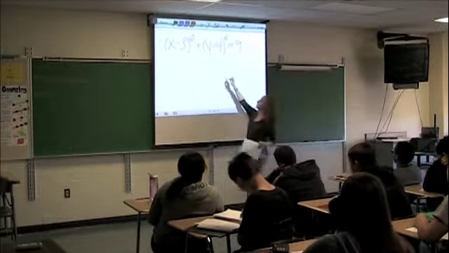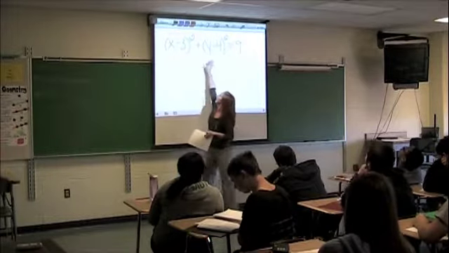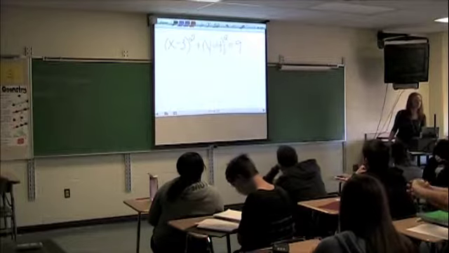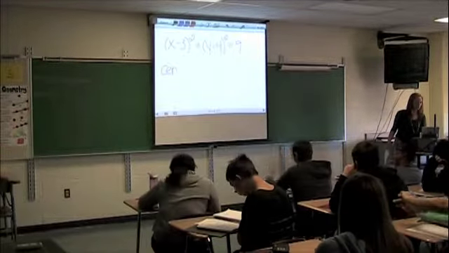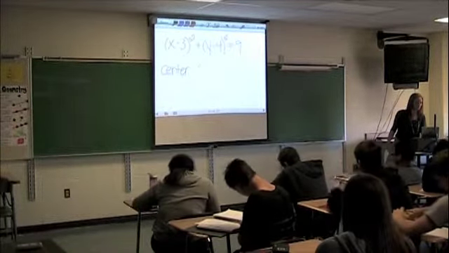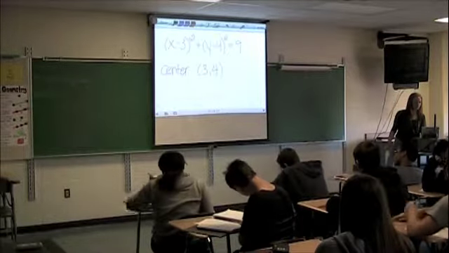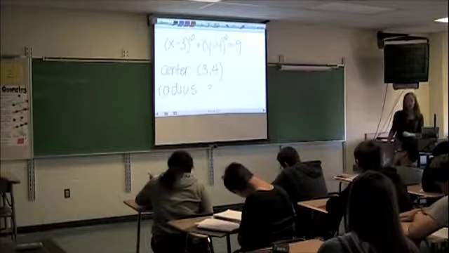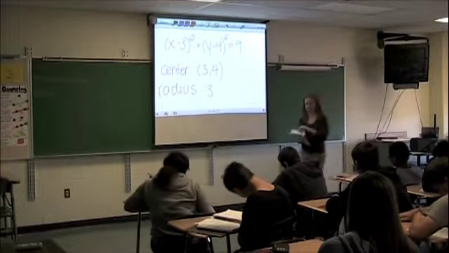So guys, if you're looking at your center, the center value is going to be the opposite sign of what it looks like. So my center is 3, 4. What's my radius? Careful, it's not 9. It's 3, the square root of 9. Good. Alright, so now everyone should be able to graph that.